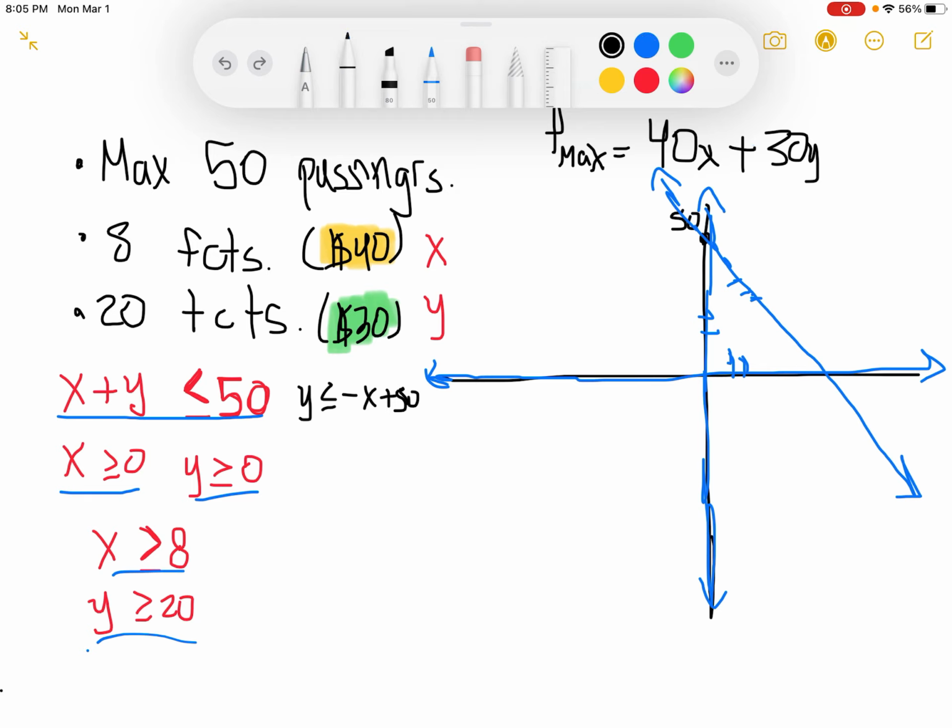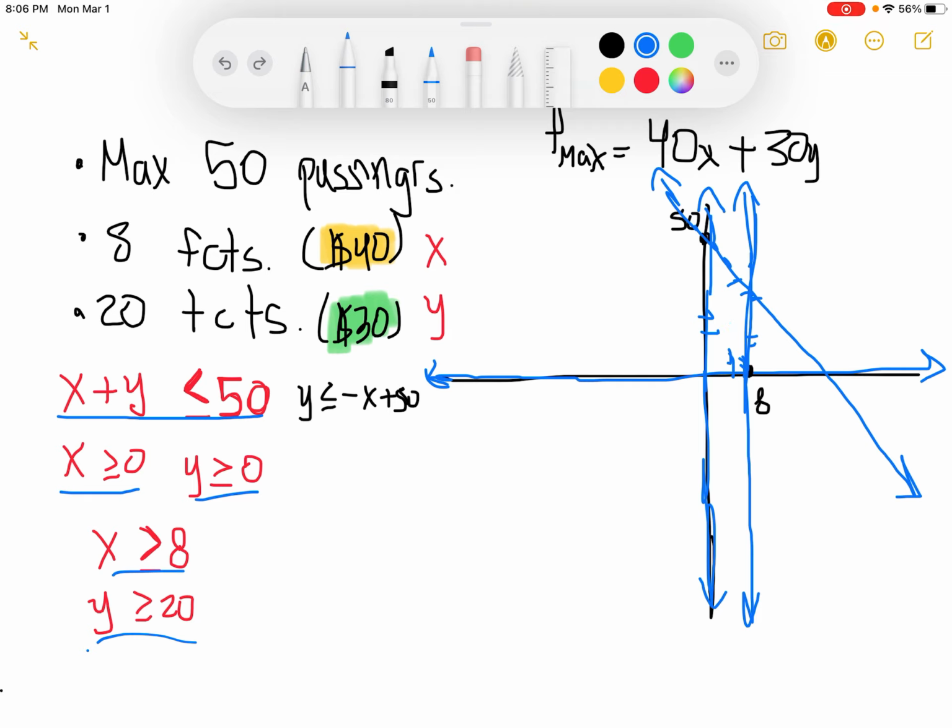That means that's the x-intercept. So this isn't exact, but it would be maybe right there. And so then we have this line, once again solid. And we know that it's greater than or equal to 8, so that means it's this way. Okay, so that means this region, it's only this region so far.